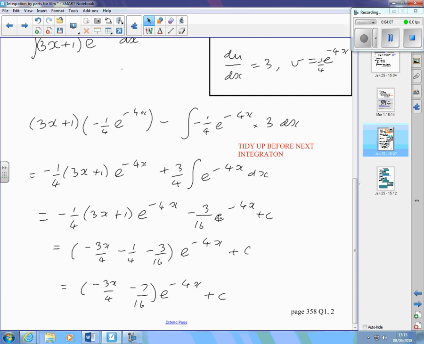You can then integrate this, and there's actually a common factor, e to the minus 4x. So it would be usual to take that outside the brackets and tidy it up like that.